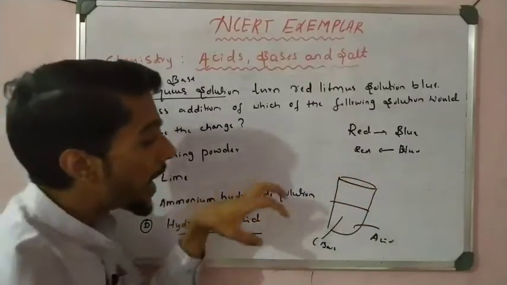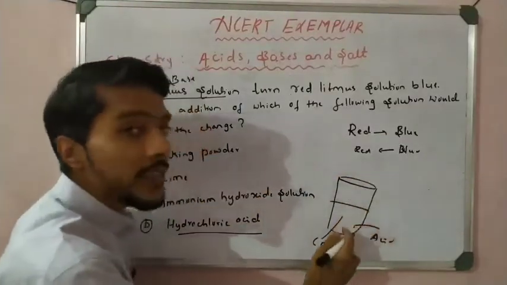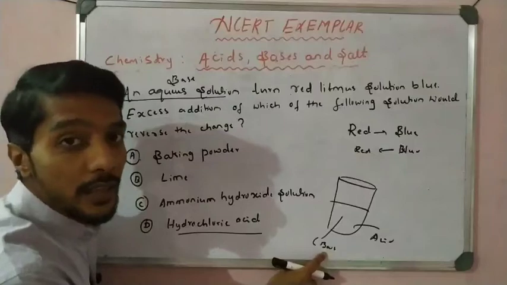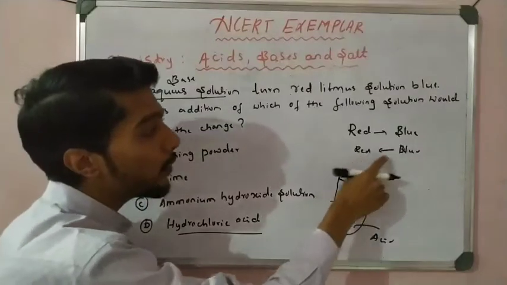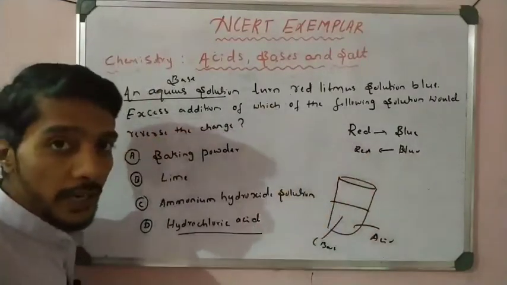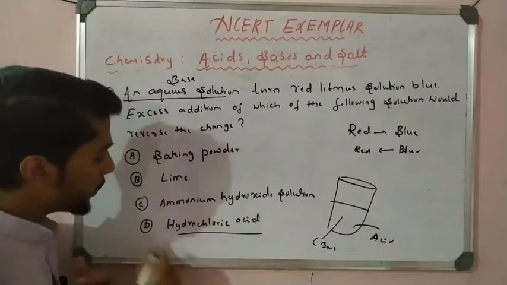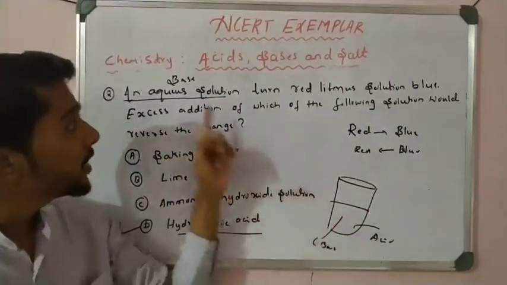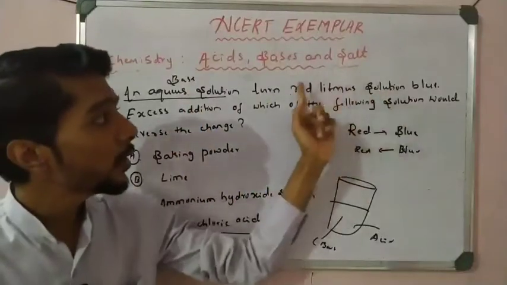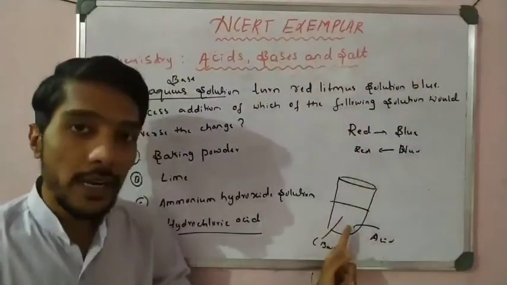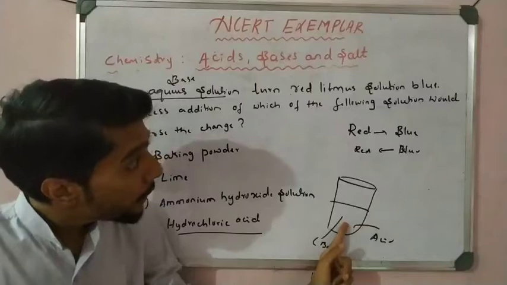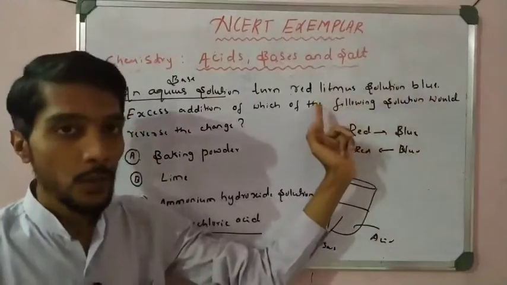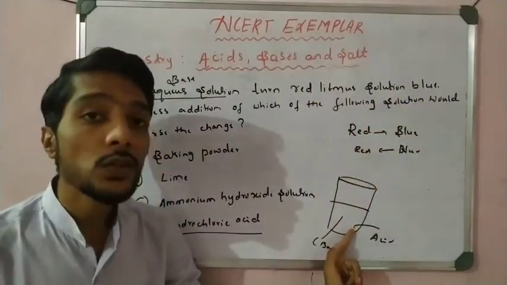What happened here? Hydrochloric acid neutralized the base present in the test tube, and the blue to red conversion takes place, right? So what we added must be hydrochloric acid, right? Because the base is already present in the solution, that is proved by this statement: red to blue means the solution contains base. Now we have to make the reverse, that is blue to red.